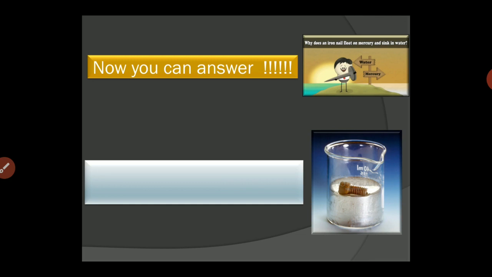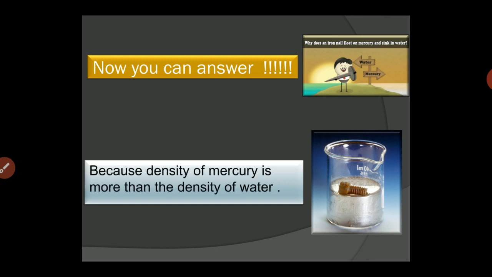Let's find out. The reason is the density of mercury is more than the density of water. So if the fluid's density is more, it will not allow the solid to sink in it. So when an object sinks in a liquid or a fluid, it says that the density of that solid is more than that of the liquid.